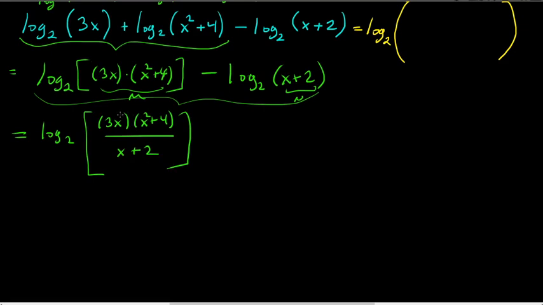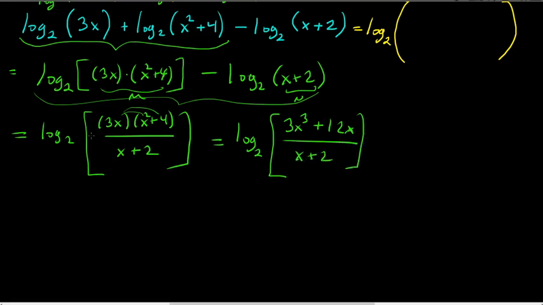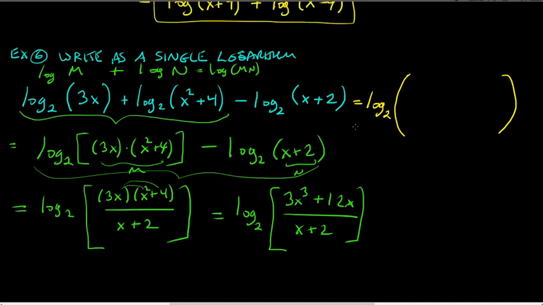You might ask, well, why didn't I multiply out the 3x here? No reason. You can if you want. So let's write this as log base 2 of 3x cubed plus 12x, all divided by x plus 2. Notice that nothing factors here, so you can't simplify any further. Either way is fine, and there's our answer.